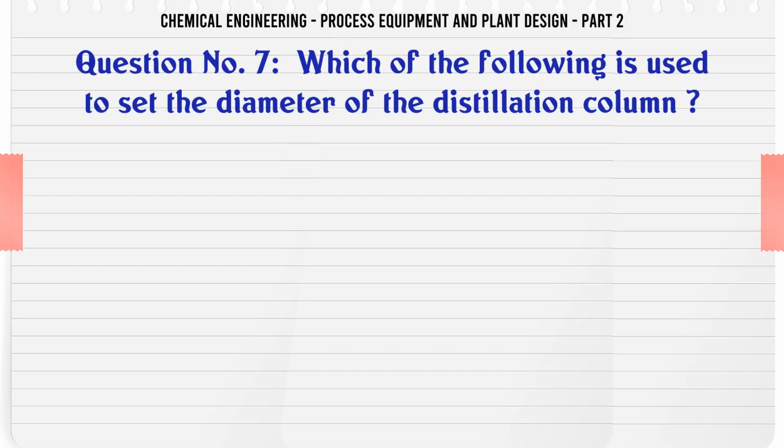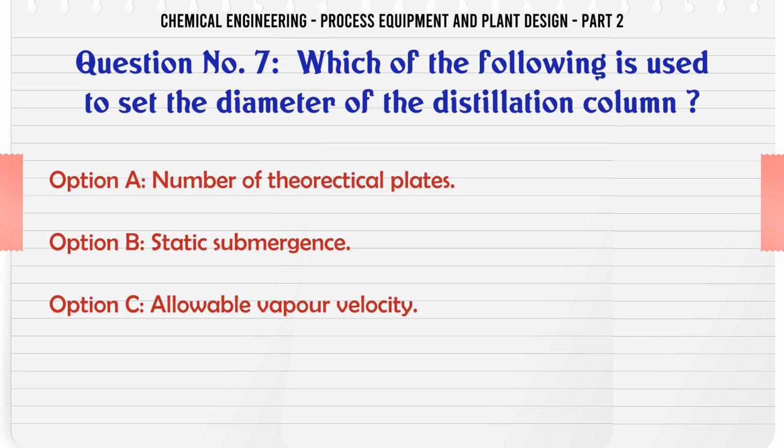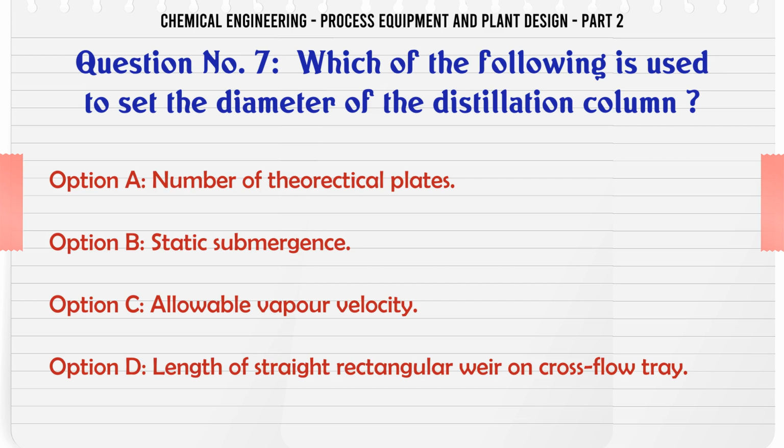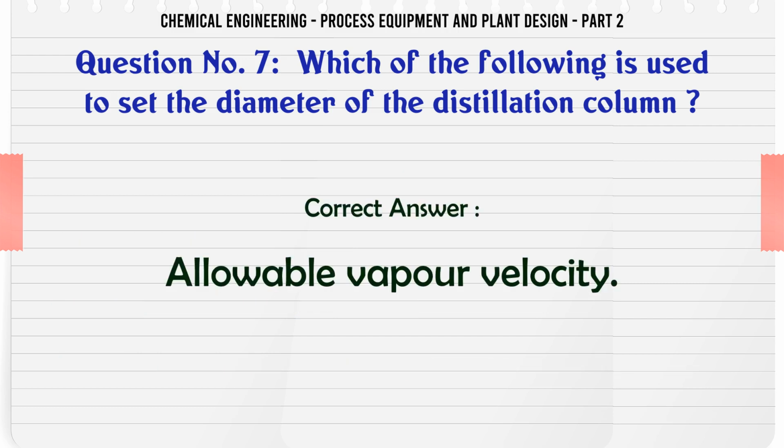Which of the following is used to set the diameter of the distillation column? A. Number of theoretical plates, B. static submergence, C. allowable vapor velocity, D. length of straight rectangular weir on cross flow tray. The correct answer is allowable vapor velocity.